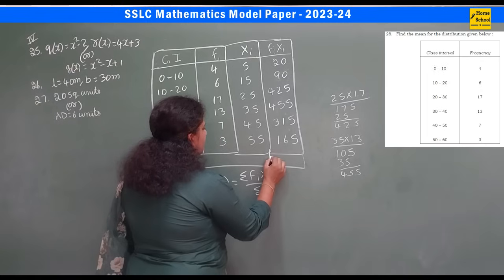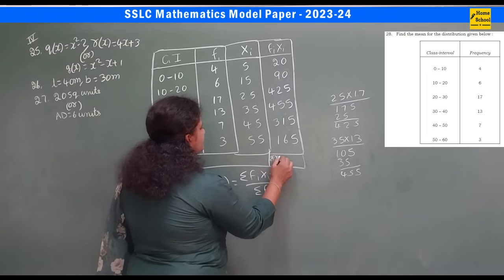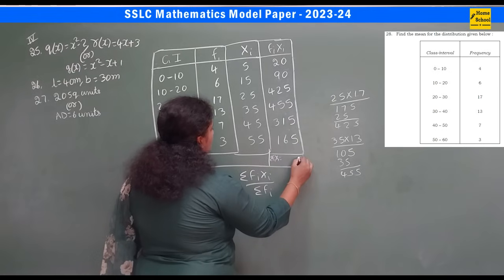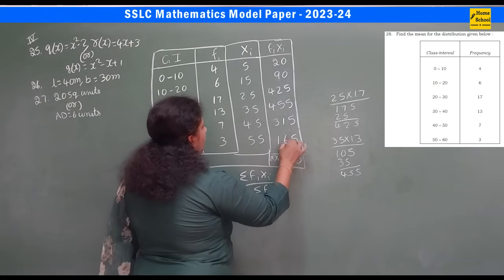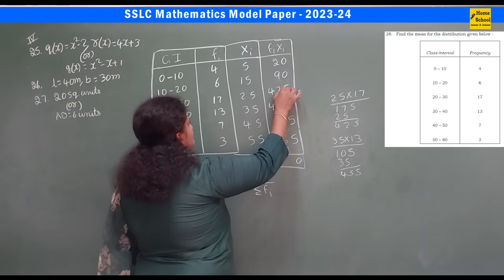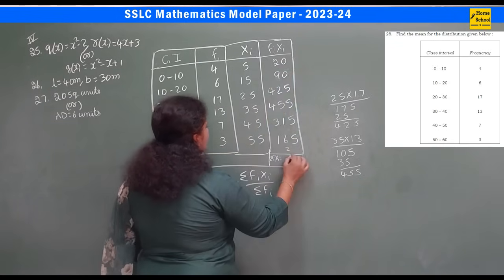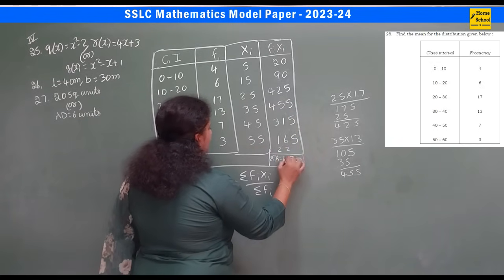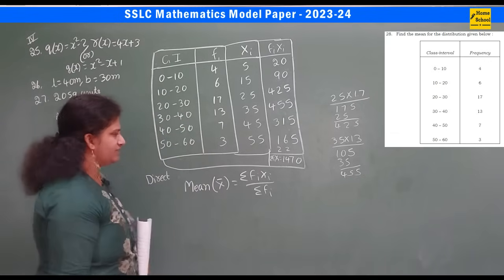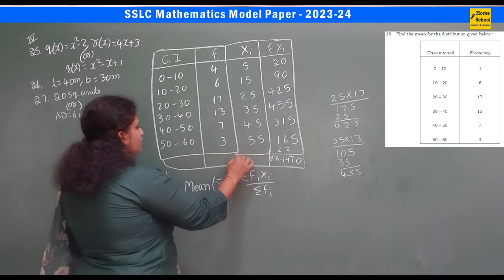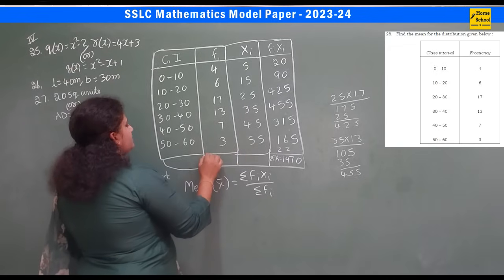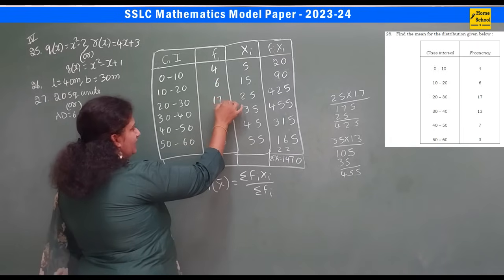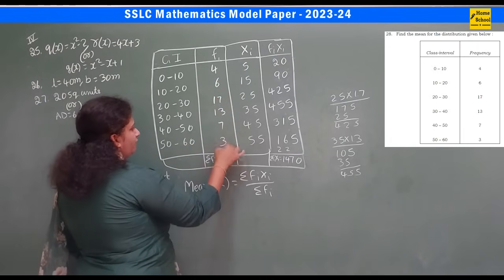Add all this. Summation fi xi is equal to 5 plus 5, 10, 15, 20. Take 2 here. 8, 9, 14, 16, 25, 27. 2, 3, 6, 10, 14. 1470. And we need summation fi. Add all this. Summation fi is equal to 4 plus 6, 10, 27, 40, 50.